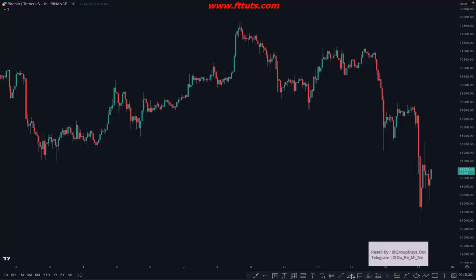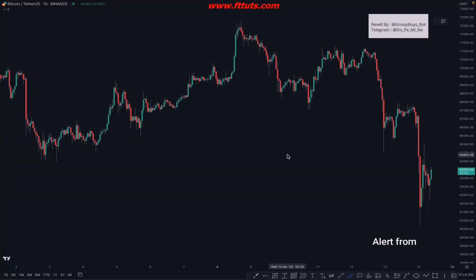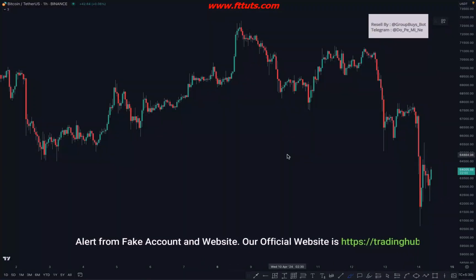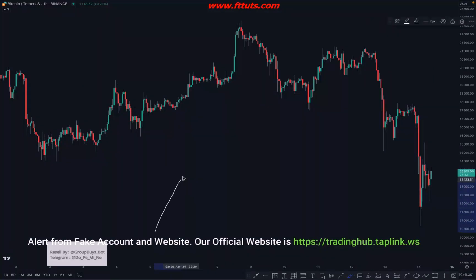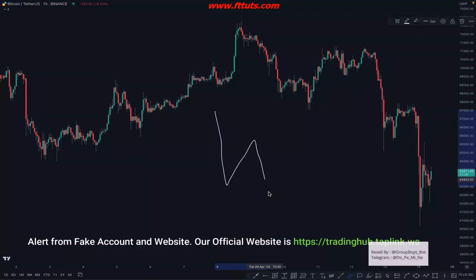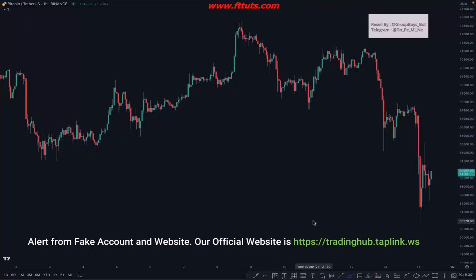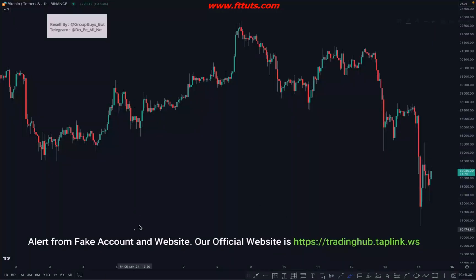First of all, identify the impulse and correction, and before that, you need to understand where the market is going, like whether the market is bullish or bearish. So how can we identify that? Simply, if the market is creating higher highs, it means this is a bullish structure, and if the market is creating lower lows, it means market momentum is bearish. Simple, right?